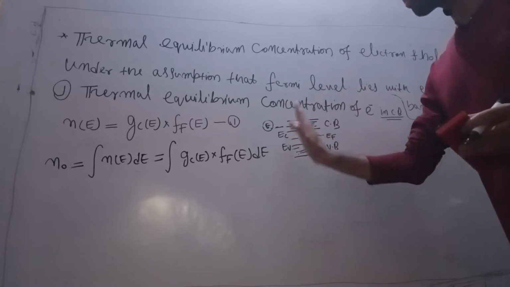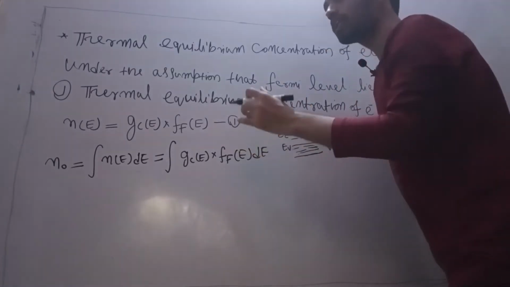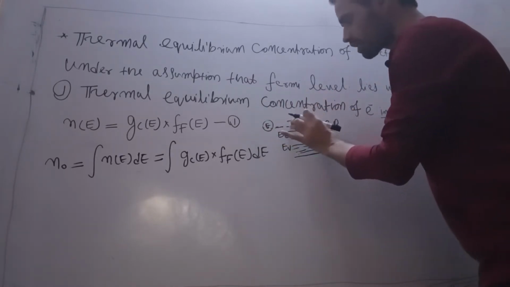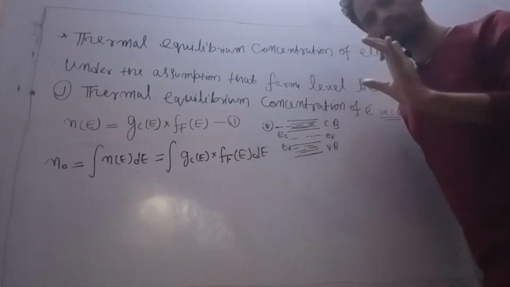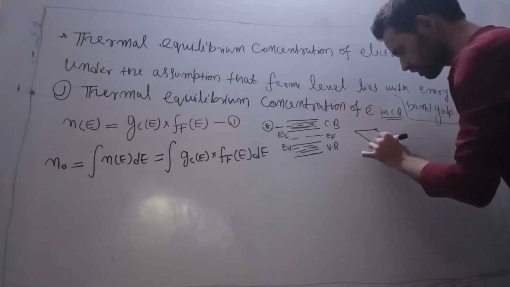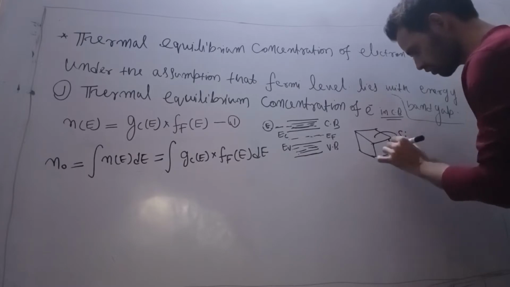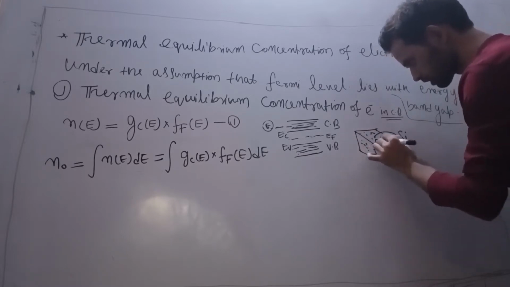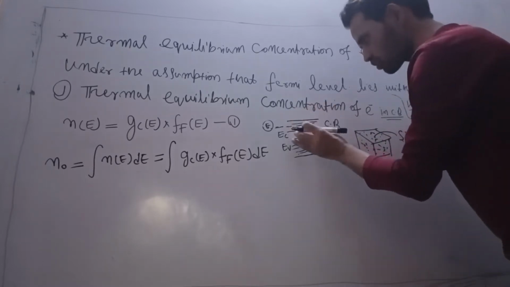Conduction band means free space. Here, free space means interatomic space within the crystal. So the conduction band is indicating interatomic space. Let us say this is my silicon crystal. Whatever empty space is there, this is interatomic space. So this means the conduction band.